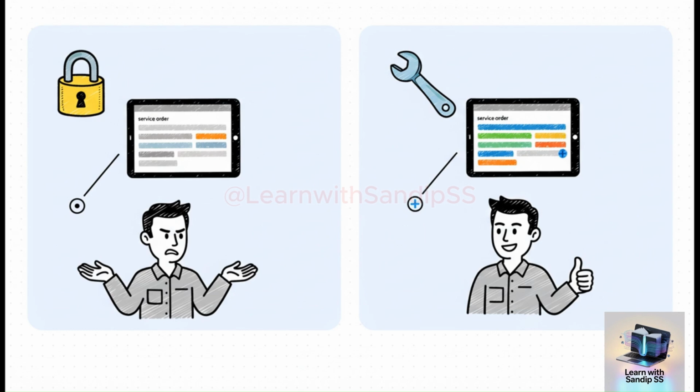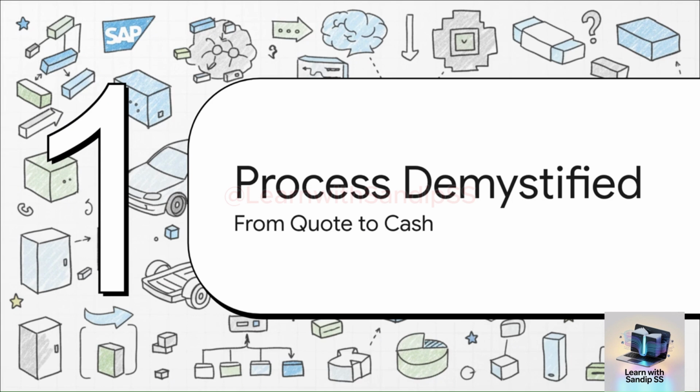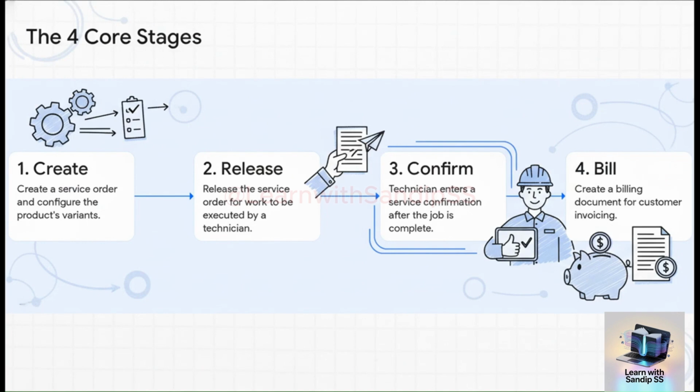But if it was created as a standalone service order for a single job, your technician has the green light to update the configuration right there in the service confirmation. This just highlights the system's built-in controls for all these different business scenarios. All right, so now that we know what it is, let's look at how it actually works in practice. We can break down the entire process, from that initial quote all the way to getting paid, into a few key stages. Now, the official documentation lists 14 detailed steps, but it really boils down to 4 core stages.